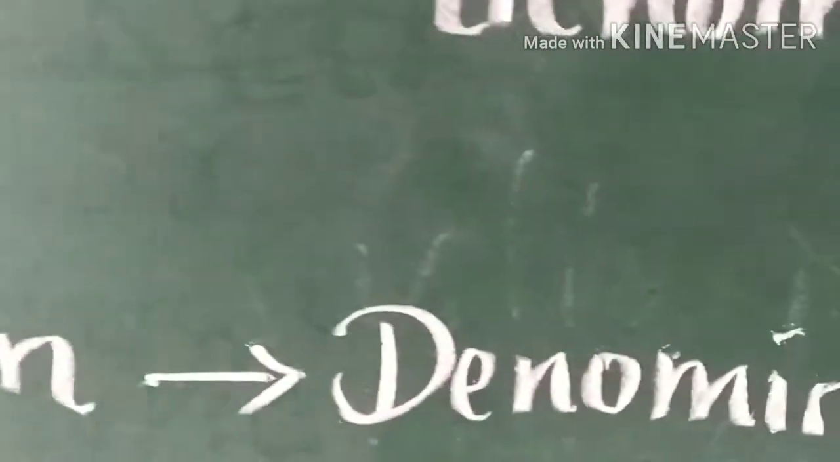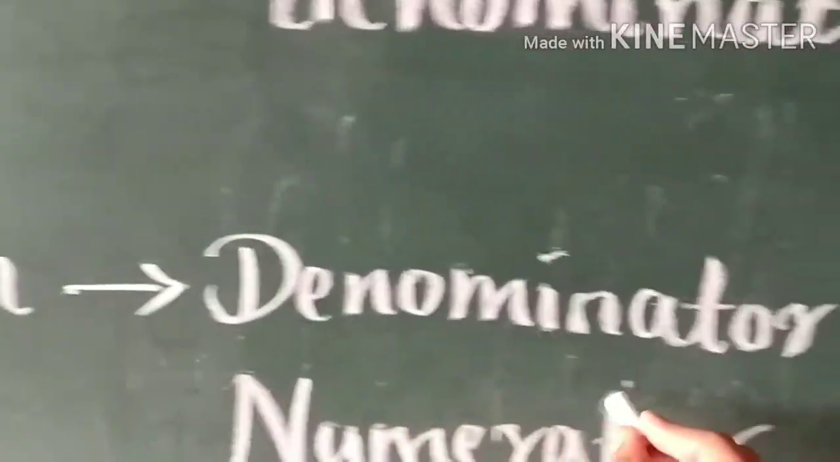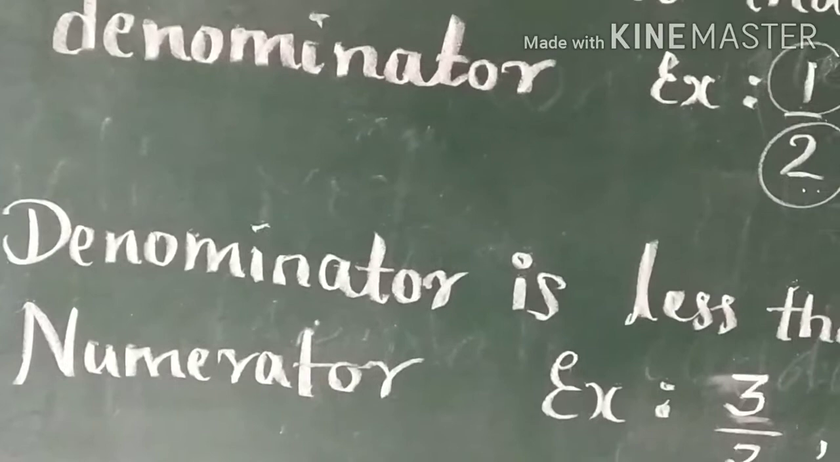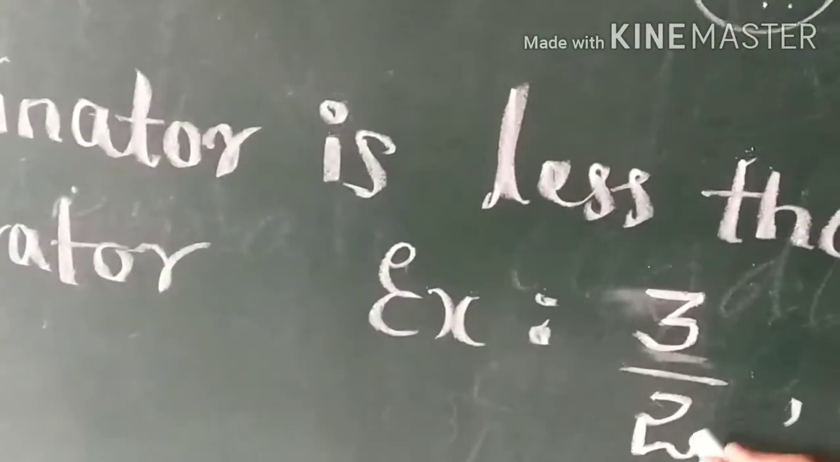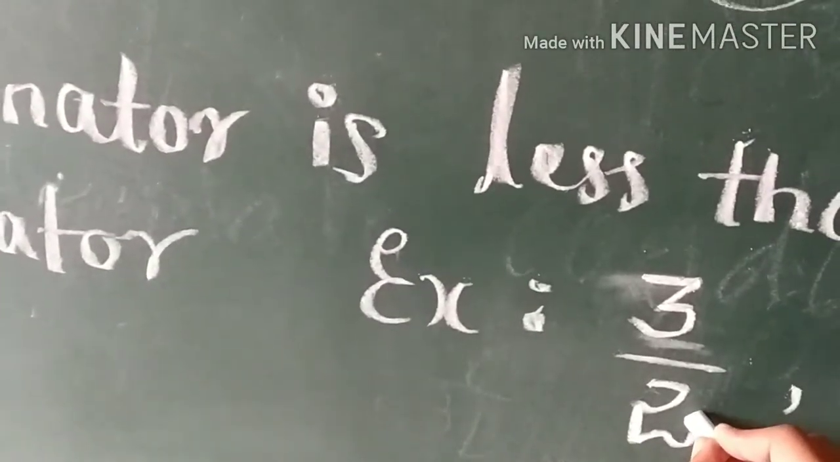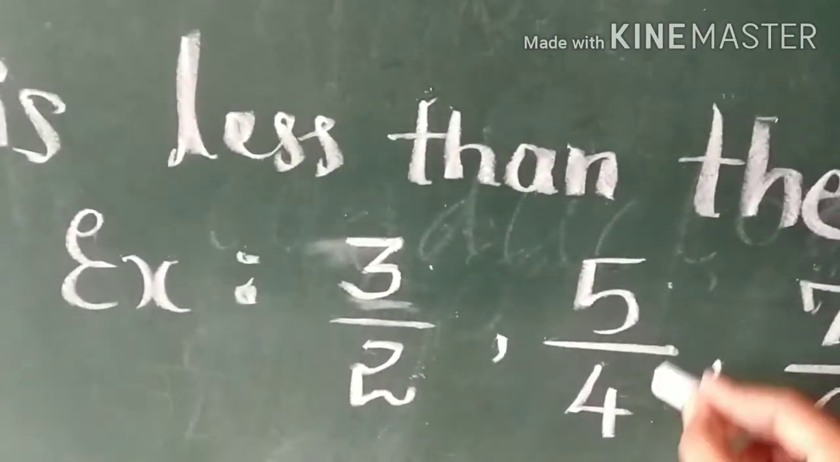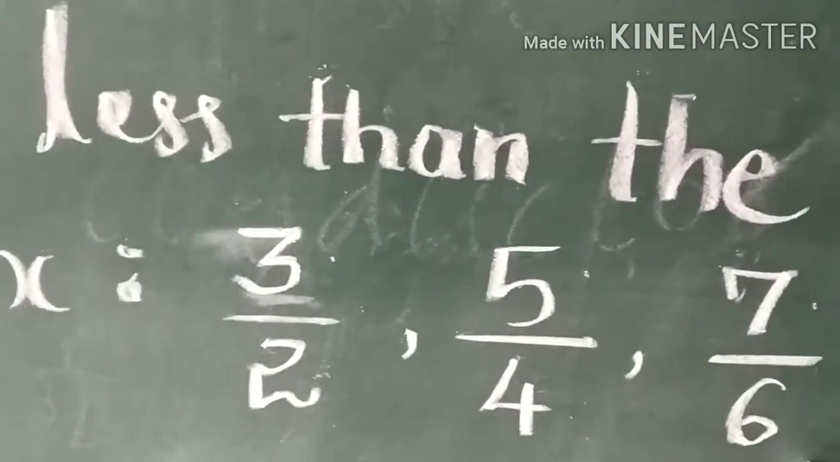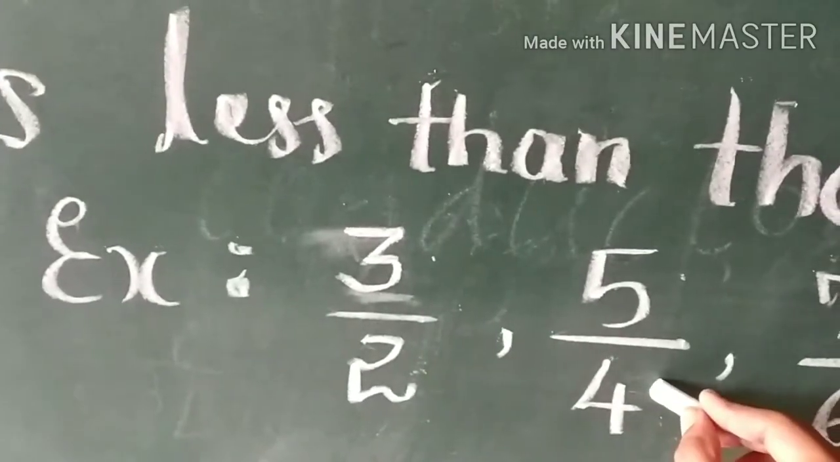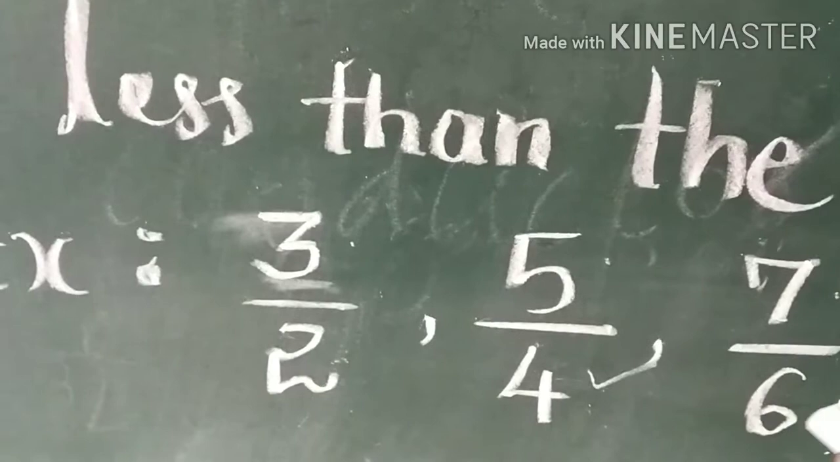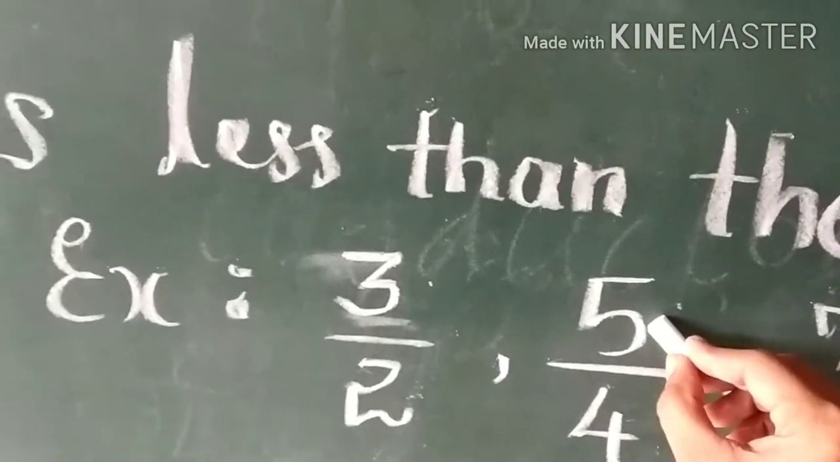Now coming to improper fraction. In this fraction, the denominator is less than the numerator. For example, see here, this is the denominator. It is less than the numerator. 3 by 2, 5 by 4, 7 by 6. Here we are taking the denominator part lesser than the numerator.